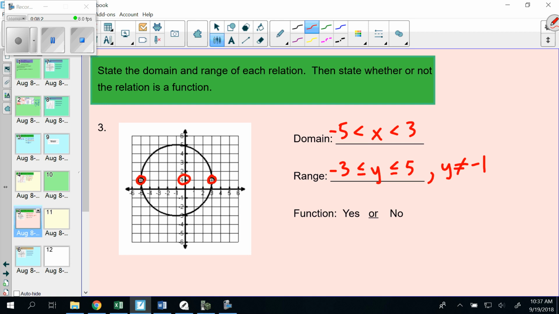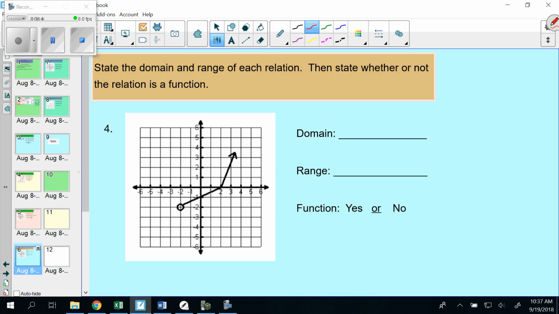Is this a function? Well, let's check our vertical line test. If I draw a vertical line somewhere, does it hit more than once? Yeah, it does. It hits twice. This is not a function. That input has 2 separate outputs. That is not a function.